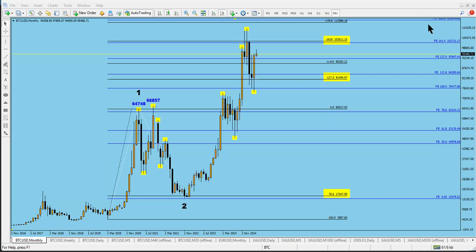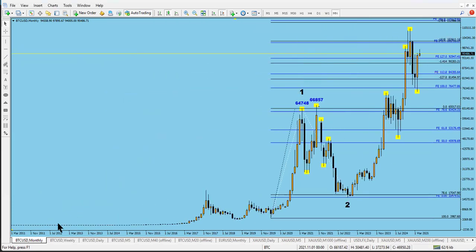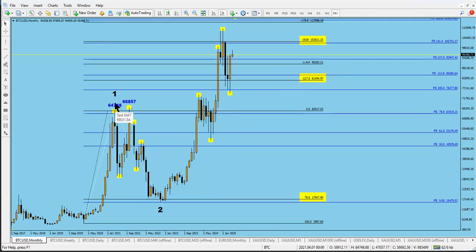All right, so let's get started. This is the Bitcoin monthly chart, and you can see here that it was flat here, and this is clearly wave one, and then A, B, C, a wave two correction to 78%, and after that it started to go up for wave three. Now, wave three usually is 1.618. And if wave two is like 78%, then wave three can stop around 127 and 141, something like that.